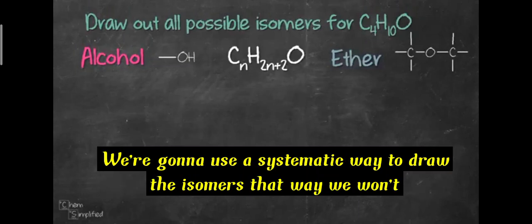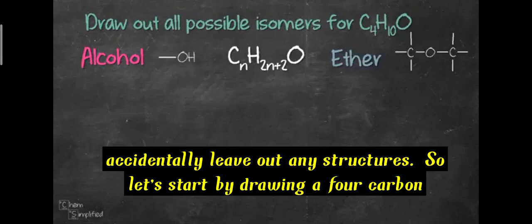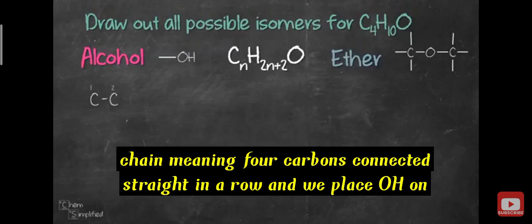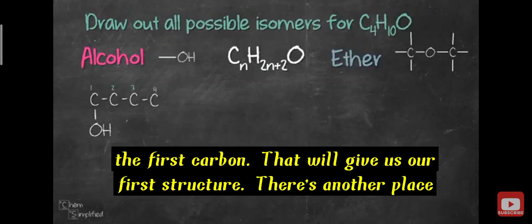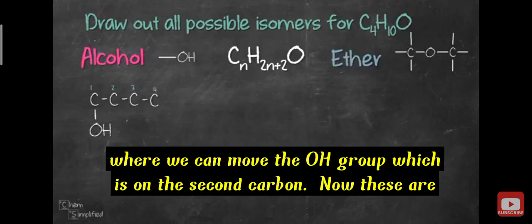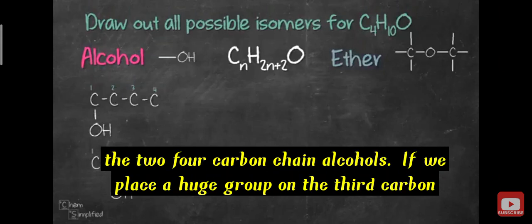We're going to use a systematic way to draw the isomers, that way we won't accidentally leave out any structures. So let's start by drawing a 4-carbon chain, meaning 4 carbons connected straight in a row, and we place the OH on the first carbon. That will give us our first structure. There's another place where we can move the OH group, which is on the second carbon. Now these are the two 4-carbon chain alcohols.